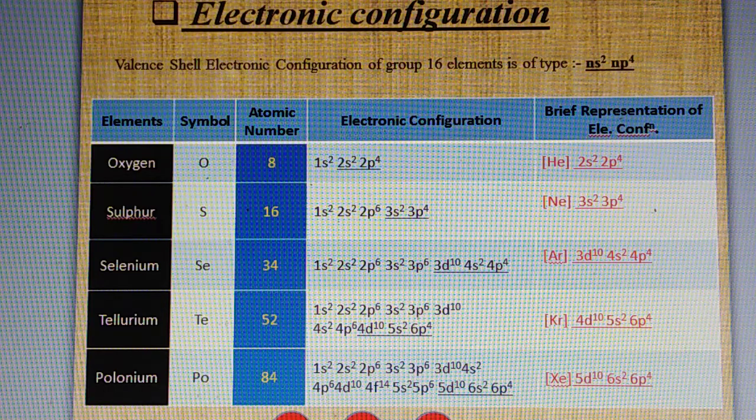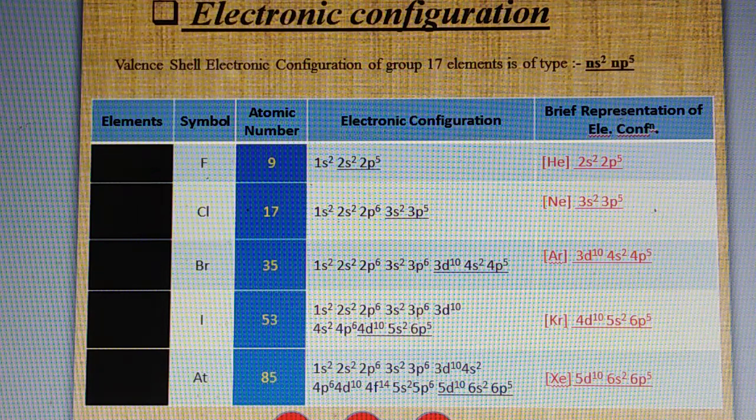If you observe the brief representation of electronic configuration, you will see that the valence shell contains 2s2, 2p4, then 3s2, 3p4, 4s2, 4p4, 5s2, 5p4, 6s2, 6p4, like that. So in general, the electronic configuration for group 16 is ns2, np4. It contains a total of 6 electrons in its valence shell, ns2 and np4. So this is the electronic configuration for group 16.